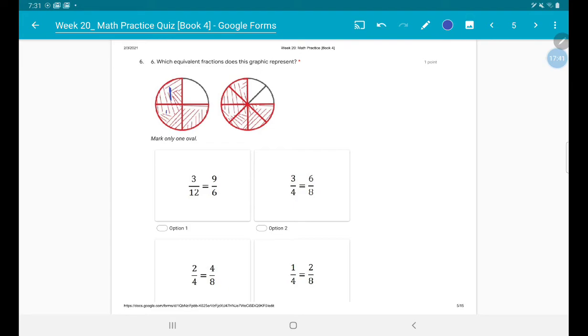So in this first graphic, I have 1, 2, 3 pieces shaded. So 3 will be my numerator. There's 4 pieces in the whole thing. So that fraction is 3/4. My second graphic, I have 1, 2, 3, 4, 5, 6 pieces shaded. There's 7, 8 pieces in the whole. So the equivalent fractions represented are 3/4 is equal to 6/8.